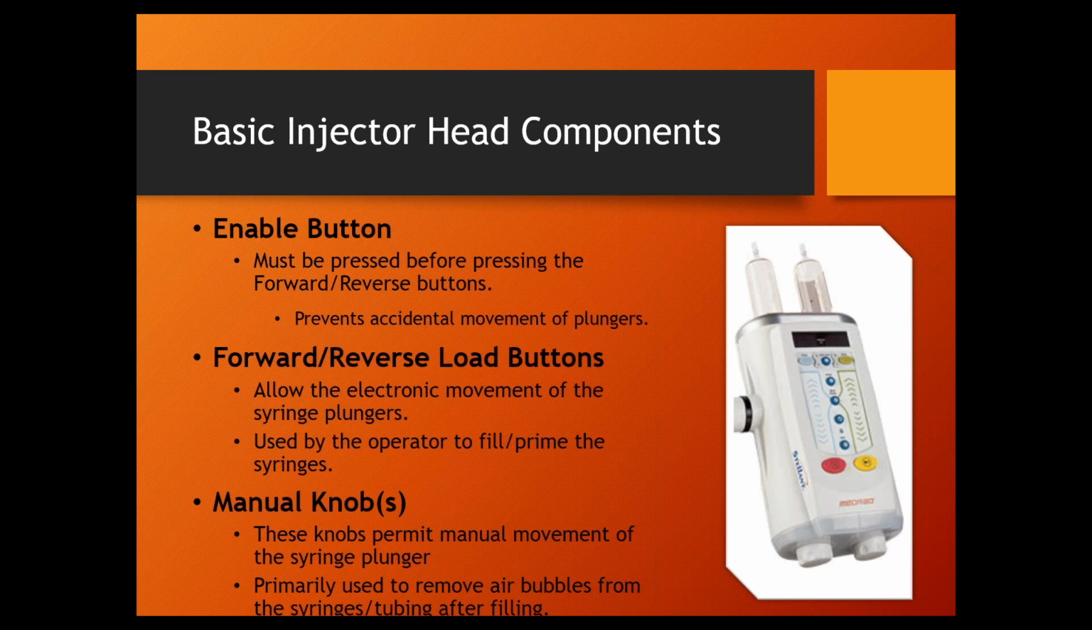So that's the purpose of the enable button, to prevent accidental movement of the piston if we're actually hooked up to a patient. I just demonstrated the forward and reverse buttons and then the manual knobs. These are used for filling and priming the syringes and the connector tubing.